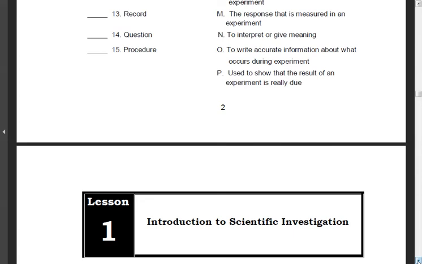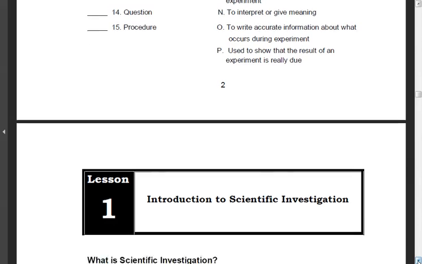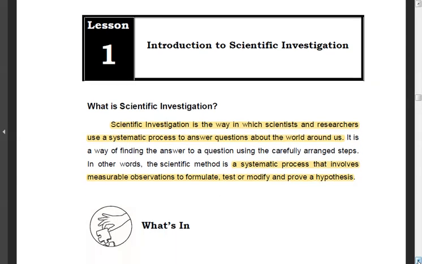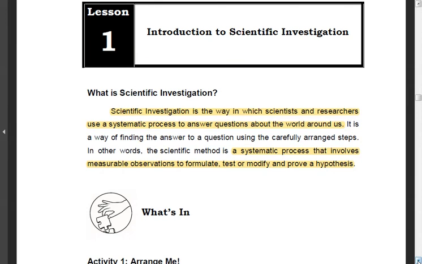You have to read the introduction to scientific investigation. So what is scientific investigation? Scientific investigation is the way in which scientists and researchers use a systematic process to answer questions about the world around us. It is a systematic process that involves measurable observations to formulate, test, or modify and prove a hypothesis.